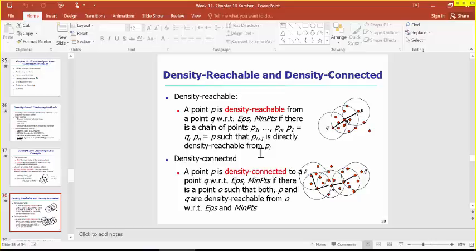Now you can see density-reachable and density-connected. A point P is density-reachable from a point Q with respect to Eps and MinPts if there is a chain of points P1 through Pn such that P1 is equal to Q, Pn is equal to P, and Pi+1 is directly density-reachable from Pi. A point P is density-connected to a point Q with respect to Eps and MinPts if there is a point O such that both P and Q are density-reachable from O. So you can see the diagram.